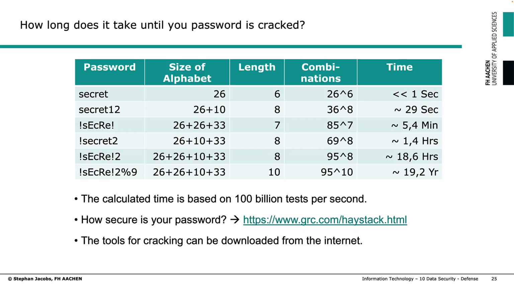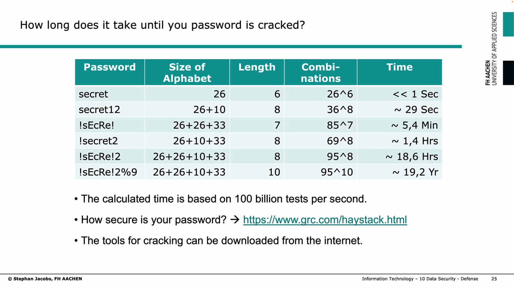So let's have a look at some special situations. Let's take the password secret, all written with small letters. Size of alphabet is 26, the length of the word is 6. So there are 26 to the power of 6 combinations you have to try out. And if you have these 100 billion tests per second, you will be through in really less than 1 second. If you go for secret12, you have a size of alphabet which is 26 plus 10, and a length of 8. Combinations is 36 to the power of 8. Then it will take roughly half a minute.